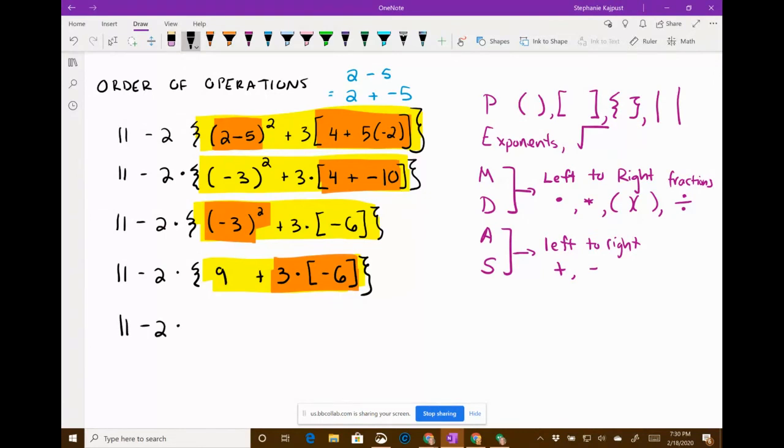So I'm going to copy this down. And then once I get to the orange, 3 times -6. So we have a positive 3 and a -6. A positive times a negative is a negative, so I'm going to get a negative answer. And then 3 times 6 is 18, so I'm going to get a -18. Because of those brackets there, that's making sure we know not to subtract it, that it's multiplication.